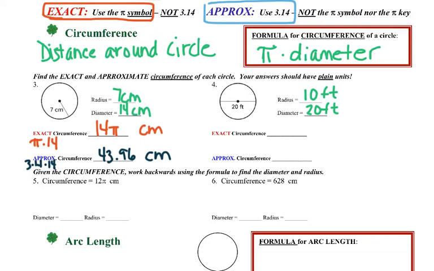If I do exact circumference, pi times 20, or 20 pi feet. Approximate circumference is 3.14 times 20. You never use both, right? You take out the pi, you replace it with the 3.14, 62.8 feet.